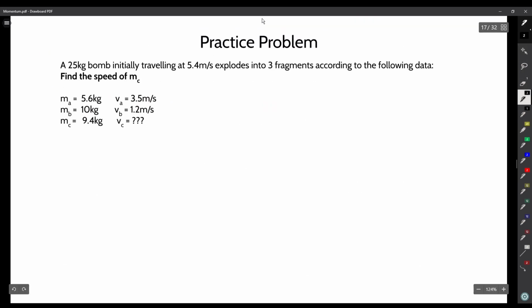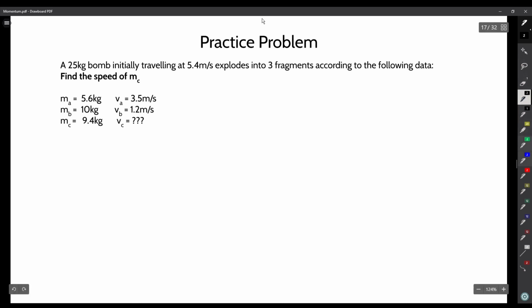So here's a problem with a bomb. A 25-kilogram bomb, initially traveling at 5.4 meters per second, explodes into 3 fragments according to the following data. There's our data right there, and it says to find the speed of a mass C, fragment C. This one's relatively easy because it did not tell us the velocities or the degrees to which they exploded into. We're only looking for speeds. We don't have to worry about any vectors.